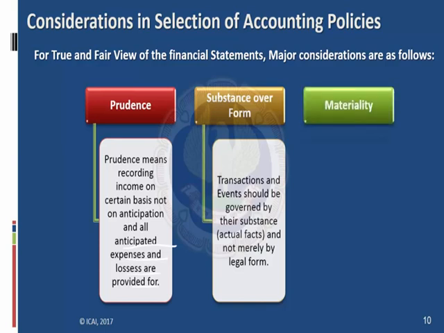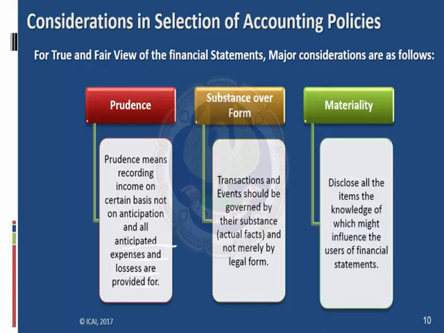The third one is again a very important concept: materiality. Going by the materiality consideration, the entity should disclose all the items the knowledge of which might influence the user of financial statements. If the entity has not disclosed material items, the decision of the stakeholder or user can be influenced while reading the financial statements.